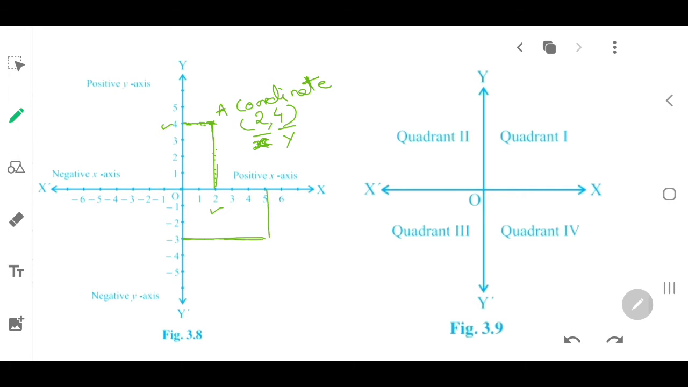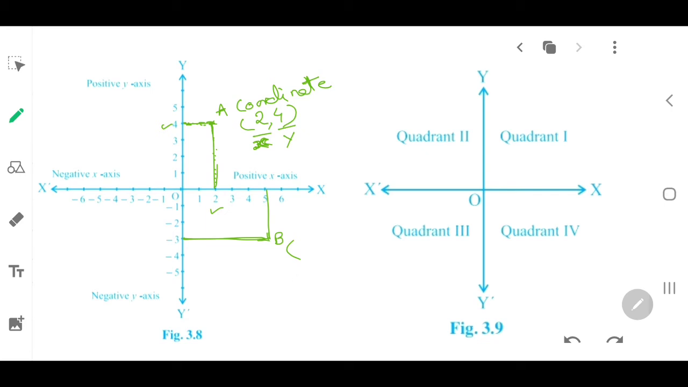So both has been coordinated at the point B. Correct? So B is what? B is known as coordinate. B is known as what? Coordinate. So it has got two values. So what are the two values?